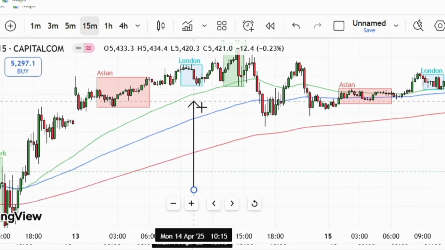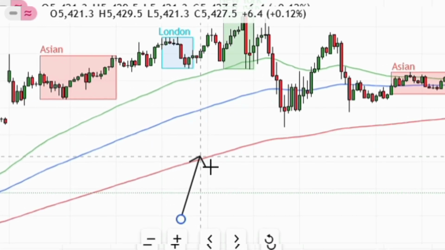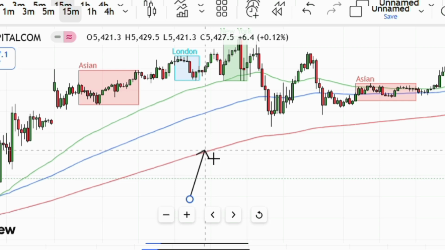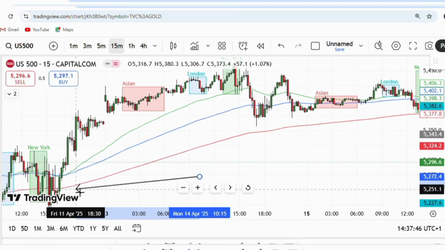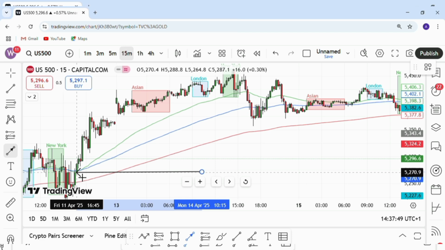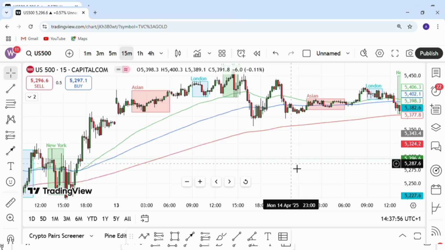Let me repeat myself again. Once the 50 is greater than the 100 and the 100 is greater than the 200, that means we are looking for buying opportunity. In a scenario, let me show you something, where the lines intersect, you're not looking for anything. This shows consolidation. You're not looking for anything in the market. So this is for the buying scenario.